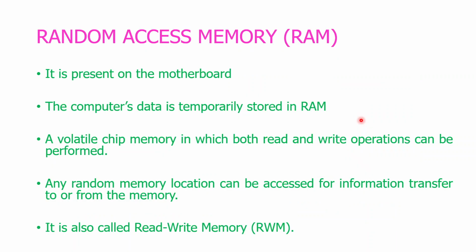The permanent programs will be stored in read only memory. Next, random access memory. It is present on the motherboard, and the computer's data is temporarily stored in RAM. It is volatile. Volatile means the memory will lose the data if power is gone. As long as power is supplied, it will hold the data. It is also called read-write memory, since the CPU can read the data from the memory and write the data into the memory.